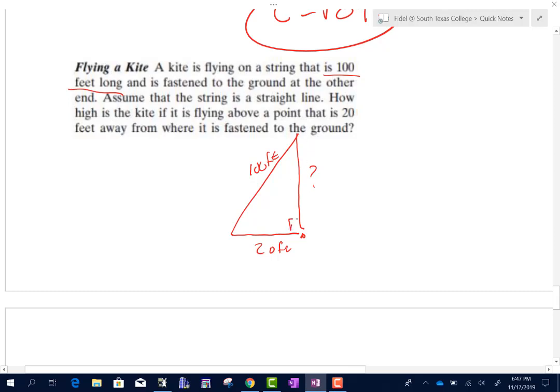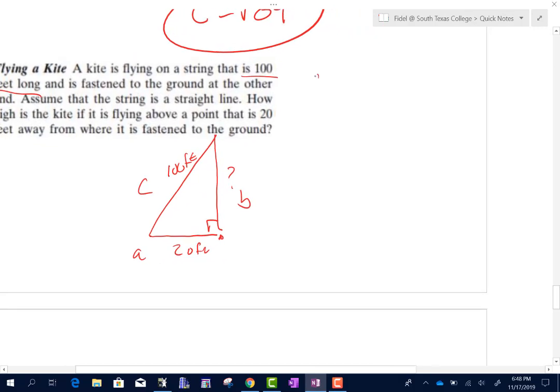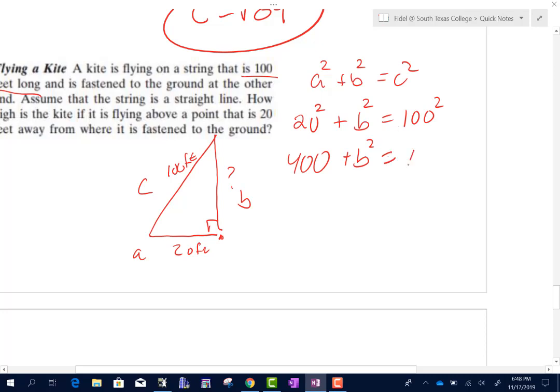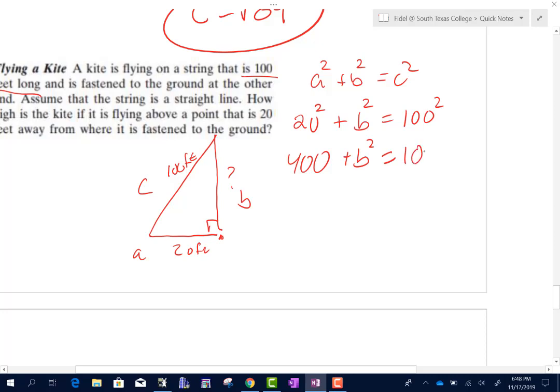So guys, look, there's my right triangle. I'm going to call that my C. Let's call this our A. Let's call this our B. So let's take a look here. We're going to go A squared plus B squared equals C squared. So A is 20 squared plus B squared equals 100 squared. Well, that's going to be 400. This here should be 10,000.